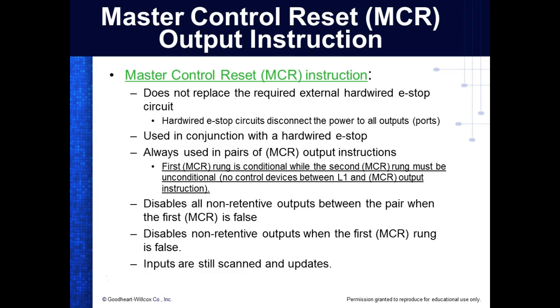Because you saw a while ago, we have problems with these computers locking up every once in a while. We have to turn them off and reset and do all kinds of weird stuff. We can use this in conjunction with a hardware e-stop circuit. Always used in pairs, so we have an MCR output instruction. The first instruction is conditional, while the second instruction must be unconditional. Remote control devices between L1 and the MCR output instruction. Disables all non-retentive outputs between the pair when the first MCR is false. Inputs are still scanned and updated.